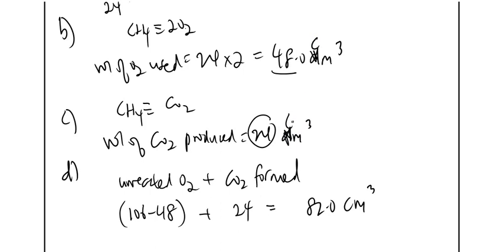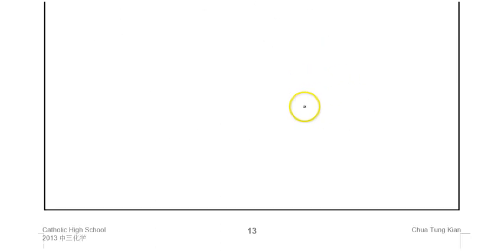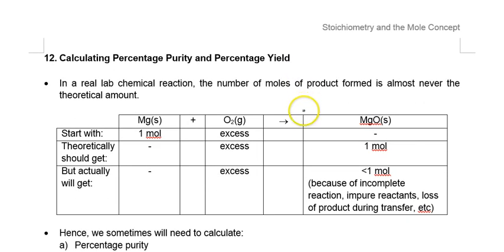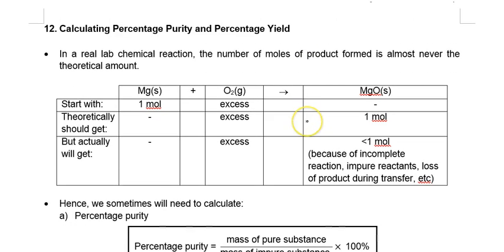Alright, so now let's move on to the next part of this mole concept topic, which includes calculating percentage purity and percentage yield. These are actually quite simple concepts. Again, this is a proportion calculation. So let's start off with a very simple example. If I have Mg plus O2 giving me MgO, and I have 1 mole of Mg, technically I will assume that I will have 1 mole of MgO formed, correct? 1 mole should give me 1 mole.